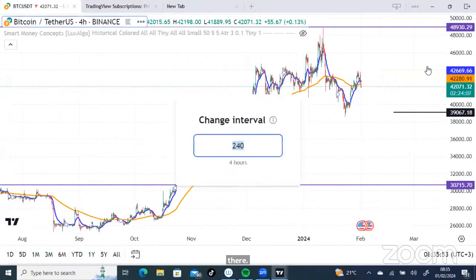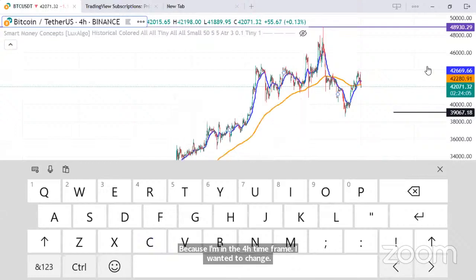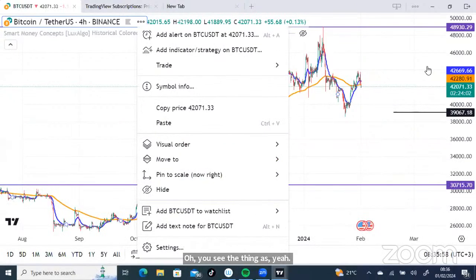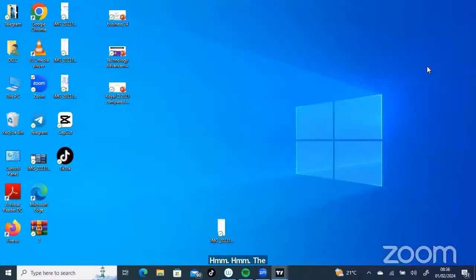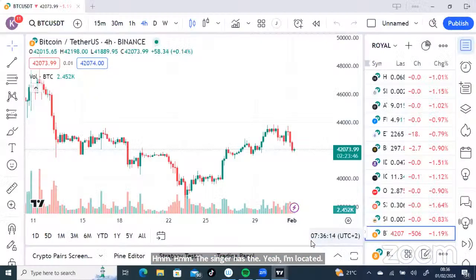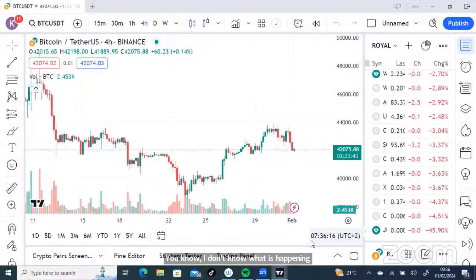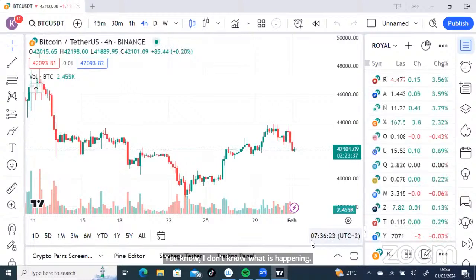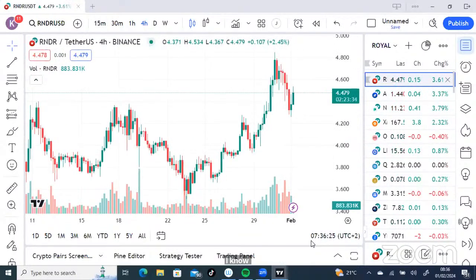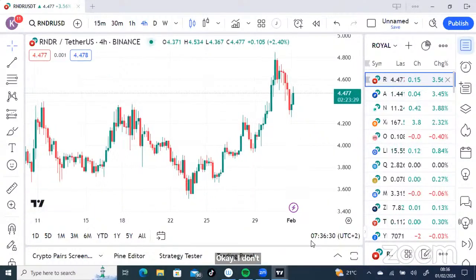I wanted to change. Now you see the thing has jumped. I also don't know. The thing has jammed. Even me, I don't know what is happening. Okay, I'll remove this one. Let me use this.